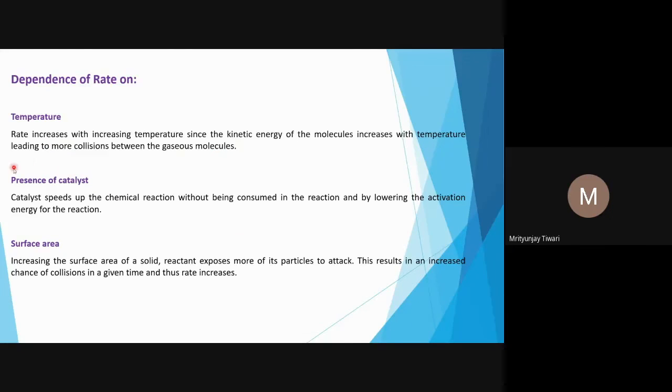Then the presence of a catalyst is another factor that affects the rate of the reaction, and the surface area of the reactant, or even of the catalyst if it is a heterogeneous catalyst, also affects the rate of the reaction. These things we will see in the next class, the following class.